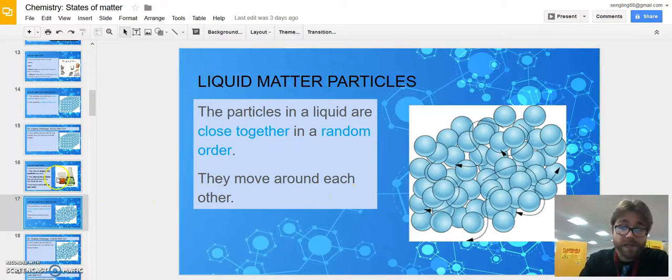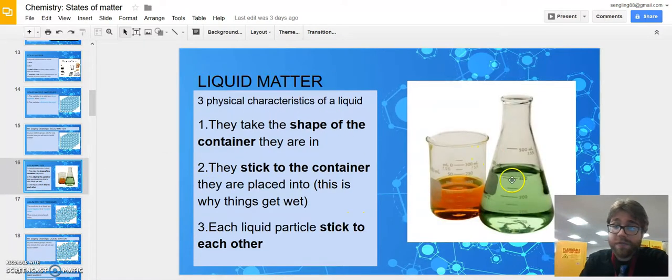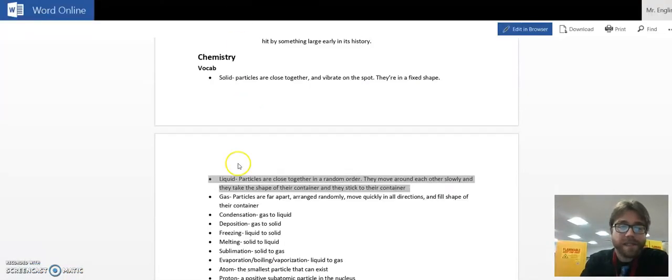Remember that a liquid will take the shape of the container, just like a gas. A liquid will take the shape of the container and it tends to stick to the container, and that's why things get wet.